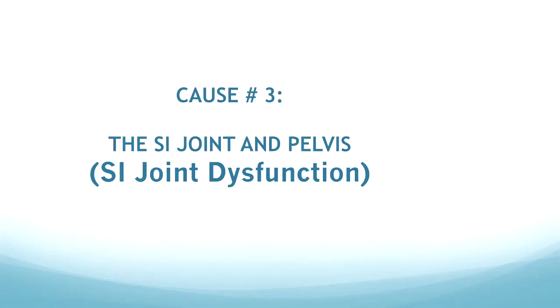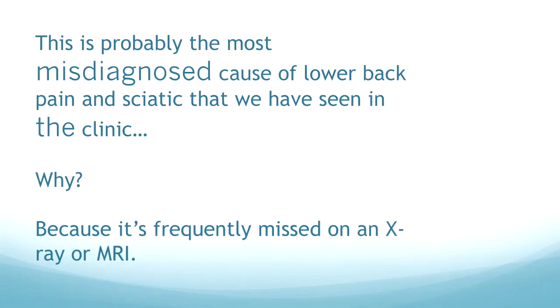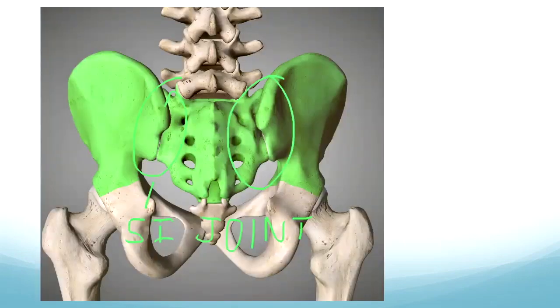Now, the number 3 cause, and this is a tricky one because it doesn't show up on an X-ray or an MRI. It's often missed and even misdiagnosed, and it is called SI joint pain. So again, let's get you a picture of what that looks like. Here in the green, you can see the sacrum in the middle. You can see the 2 hip bones on the side, and those are called your iliums. So it's called your sacroiliac joint, or for short, your SI joint.